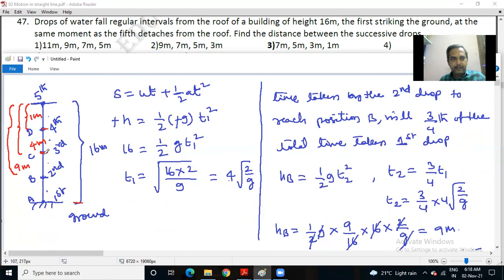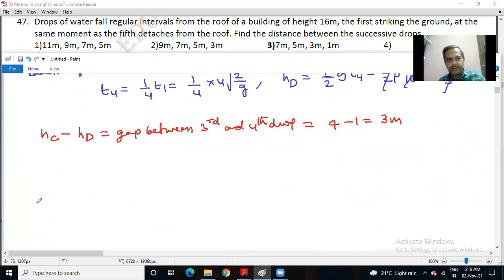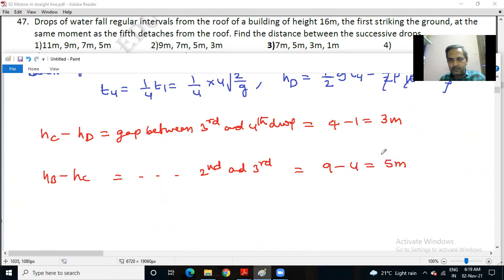Similarly, the gap between the second and third means HB minus HC. So this is the gap between the second and third. So it will be 9 minus 4, which is 5 meters.